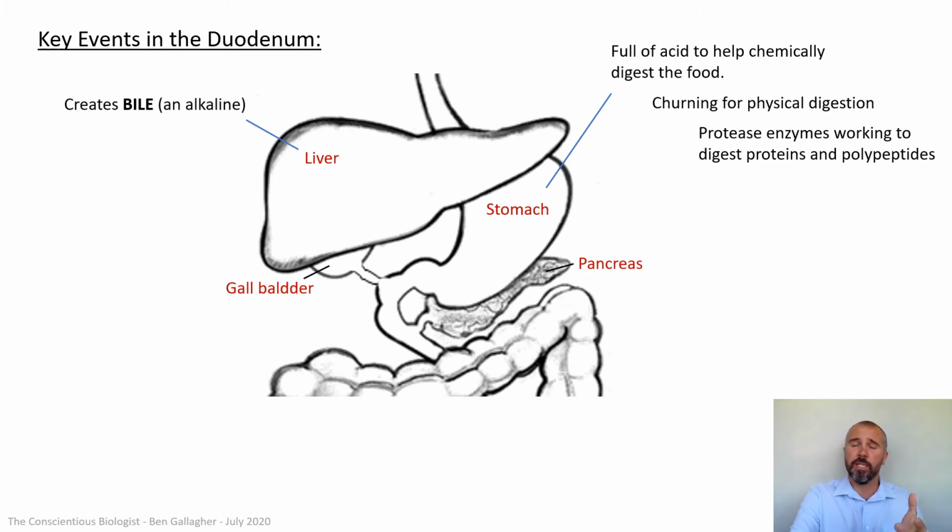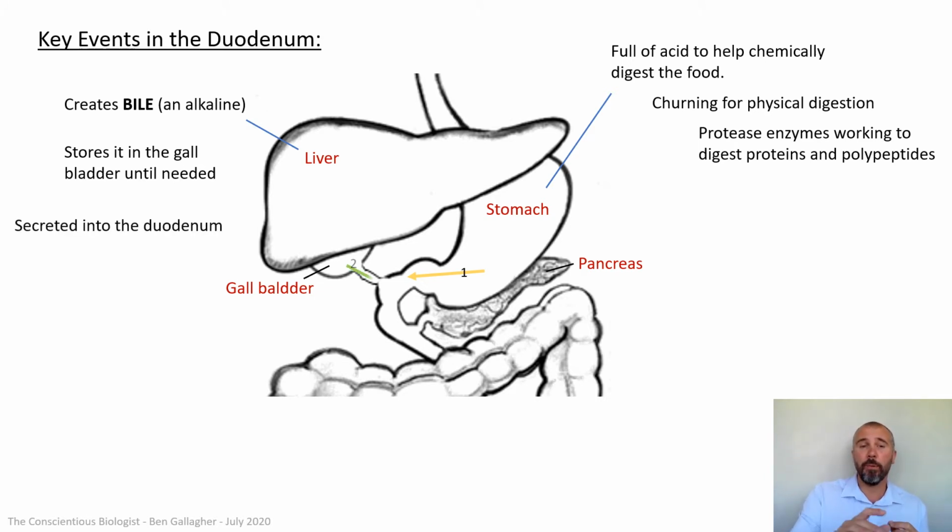Now the liver, we've already said, creates bile, which is an alkaline. It stores it in the gallbladder until it's needed. Now the system knows when it's needed by when food leaves the stomach. So I put a number 1 on there because that's the first of the key events in the duodenum. Food leaves the stomach and enters the duodenum. At that point, bile will be secreted into the duodenum. You can see I've put a little green arrow there with a 2 on it. So event 2, the bile goes into the duodenum.